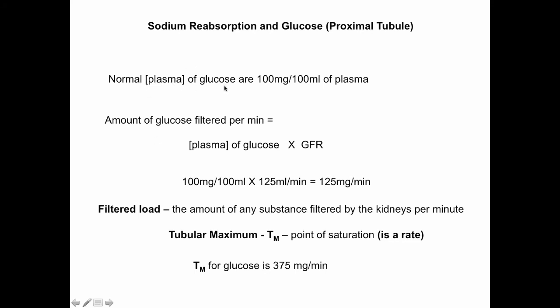So for a normal plasma glucose concentration, which is about 100 milligrams per 100 milliliters of plasma, at that concentration, we are able to reabsorb 100%. So how fast are we filtering glucose if our blood concentration is 100 milligrams per deciliter? If we multiply our plasma glucose concentration times our GFR, right, a normal healthy GFR is about 125 mils per minute, so 100 milligrams per deciliter times 125 mils per minute, we are filtering glucose at a rate of 125 milligrams per minute. Okay, that's the filtered load: the amount of any substance filtered by the kidney per minute. That's the filtered load for glucose at a normal blood concentration for glucose.